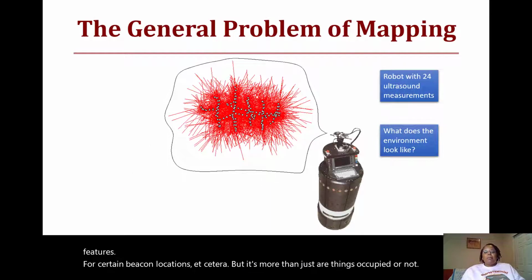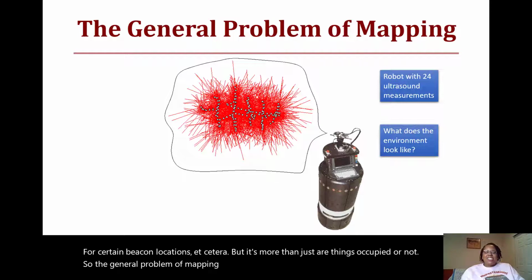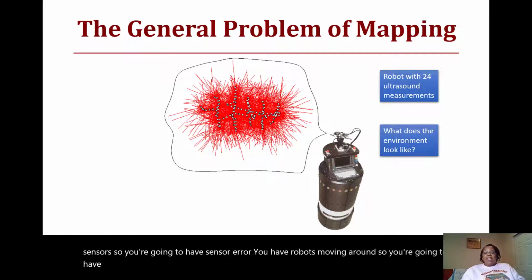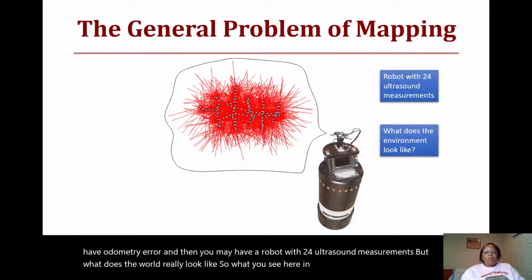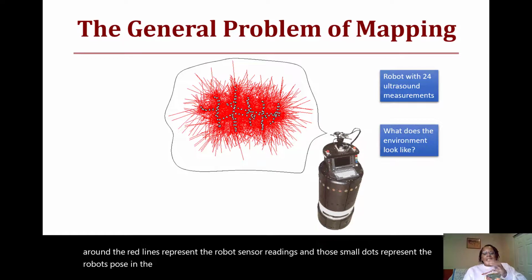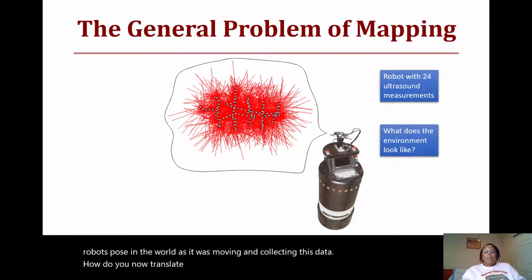So the general problem of mapping, as you can probably imagine, is once again, you have sensors, so you're going to have sensor error. You have robots moving around, so you're going to have odometry error. And then you may have a robot with 24 ultrasound measurements, but what does the world really look like? What you see here in this image is, as the robot drove around, the red lines represent the robot's sensor readings, and those small dots represent the robot's pose in the world as it was moving and collecting this data. How do you now translate this information into a map of the world?